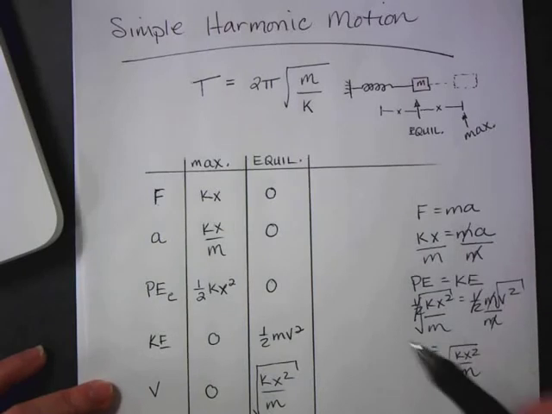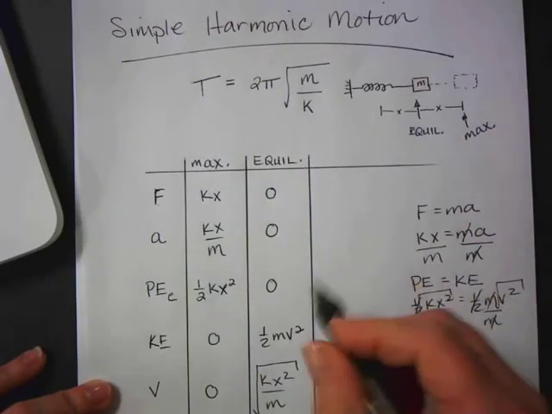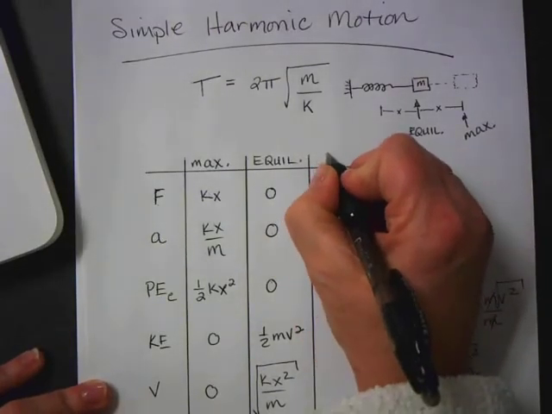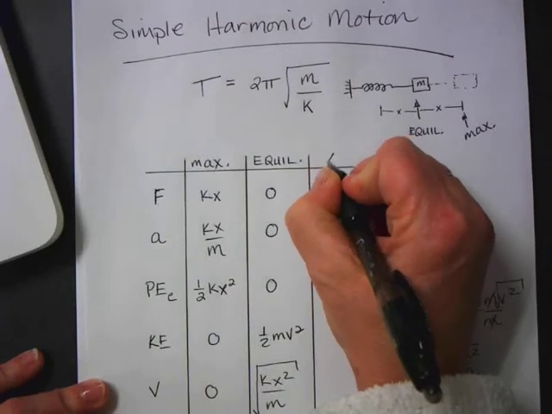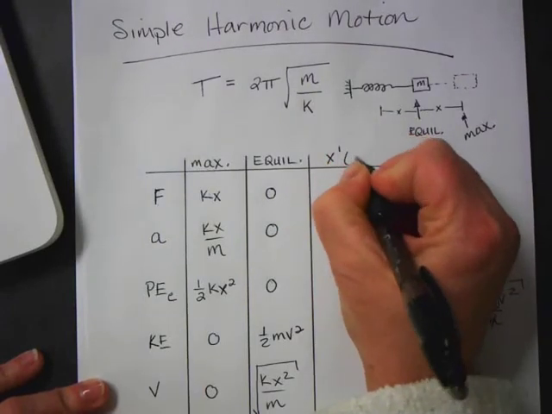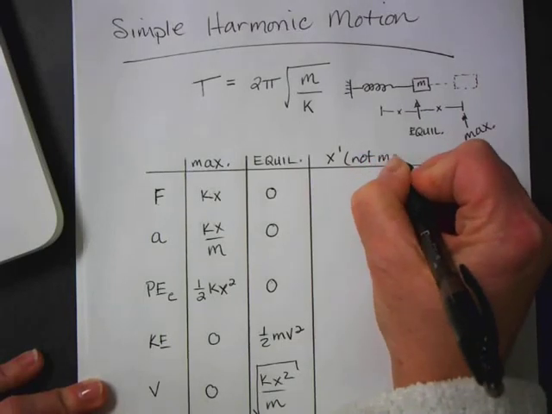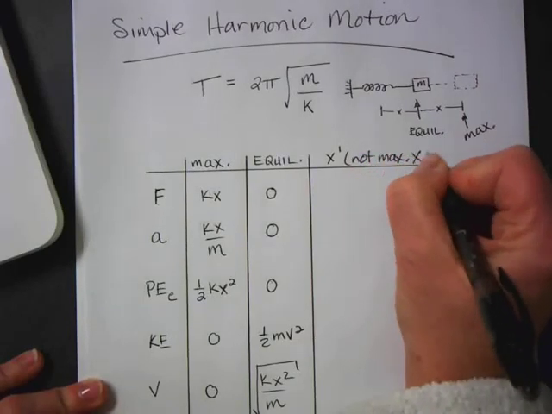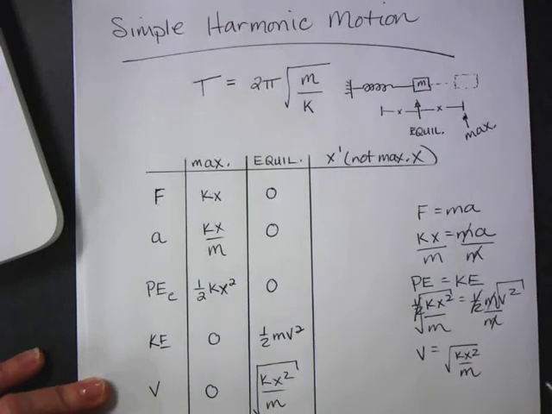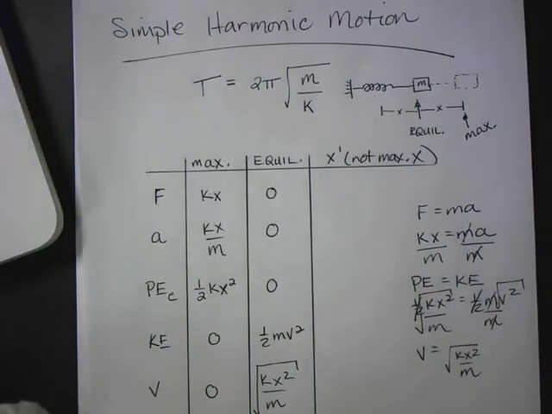So now you can find any of these quantities for an object that is moving back and forth on a spring due to simple harmonic motion. It gets a little more complicated, however, if we want to try to fill in at an x prime value that is not maximum x.